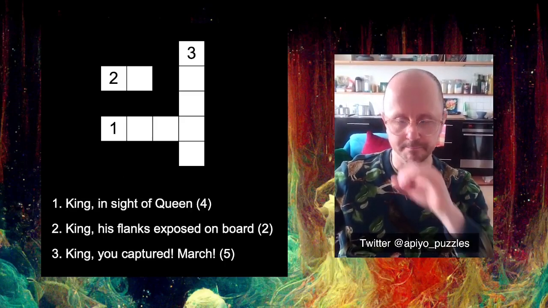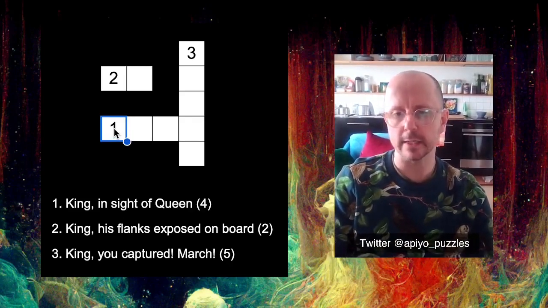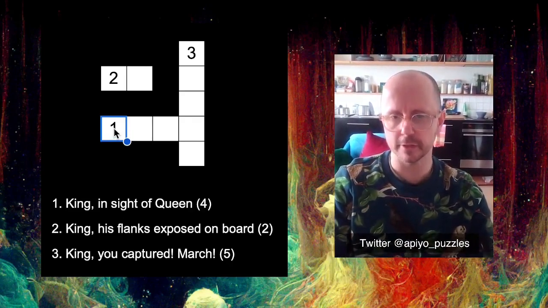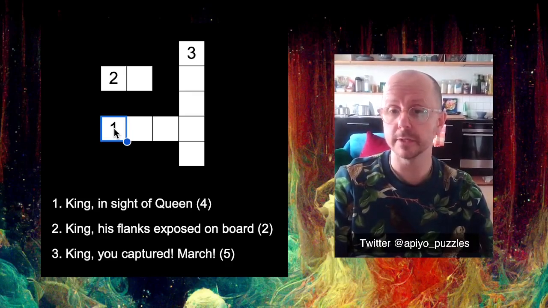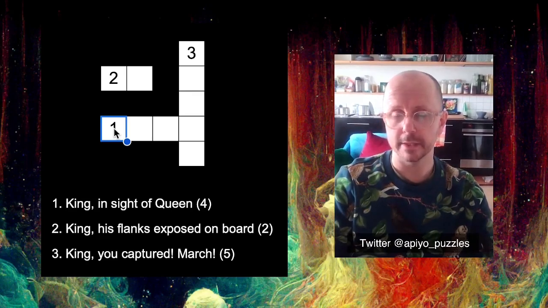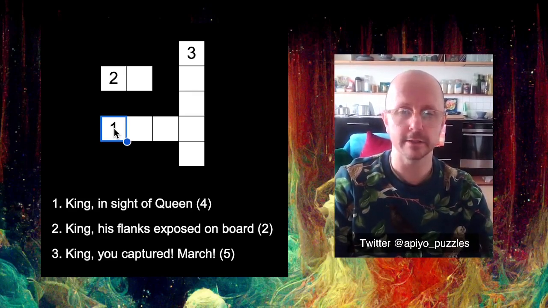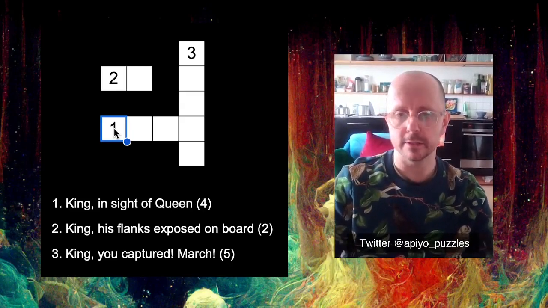Okay, so one across here, king in sight of queen, two across rather, king his flanks exposed on board, and 3, king you captured march. So you may like to have a go at these, of course. There's not a link in the description because I can't get the software to put the clues in order, so it might be one to do on paper.